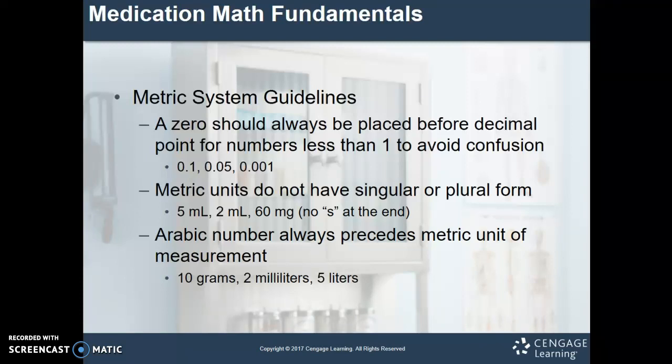For example, 5 ml, 2 ml, 60 milligram, no S at the end. That can lead to errors. And those Arabic numbers, or numbers that we're familiar with, always precede a metric unit of measurement. So for example, 10 grams, 2 milliliters, 5 liters.